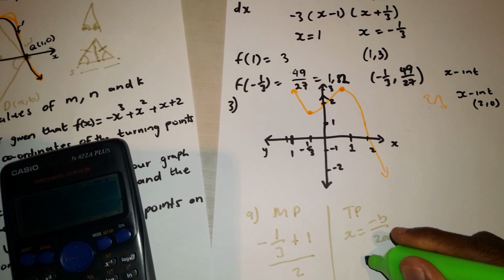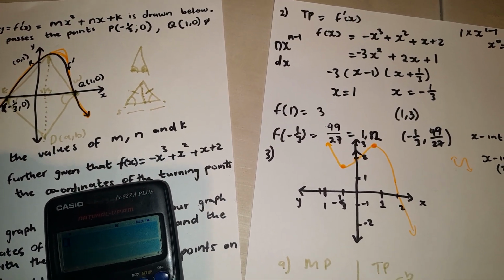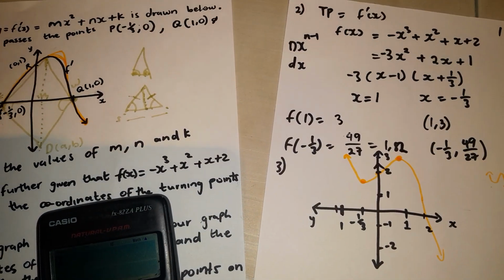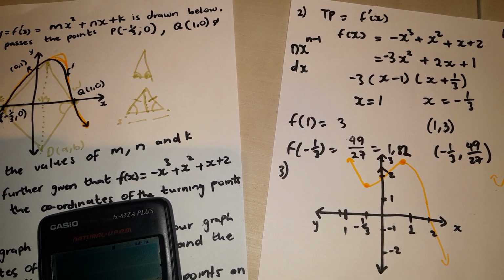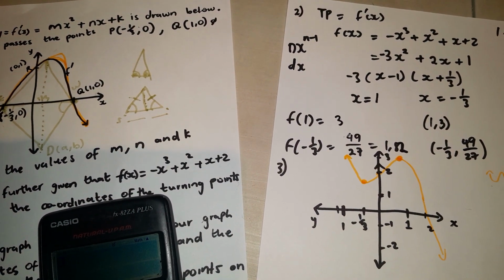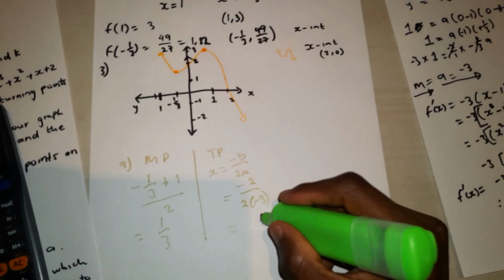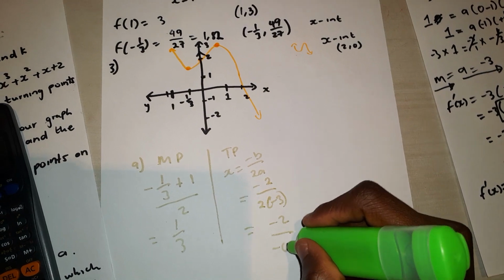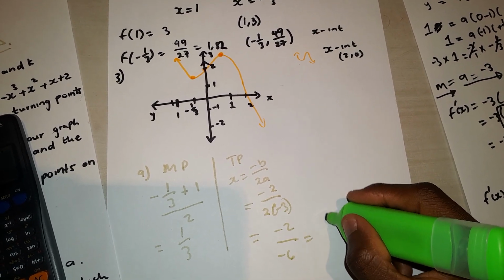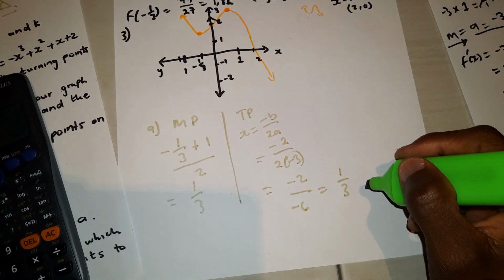So it's minus b over 2a, with b being 2 and a being negative 3. So it's going to give us negative 2 over negative 6. The negatives will cancel out, it will be positive, and we're going to have 1 over 3, the same answer.